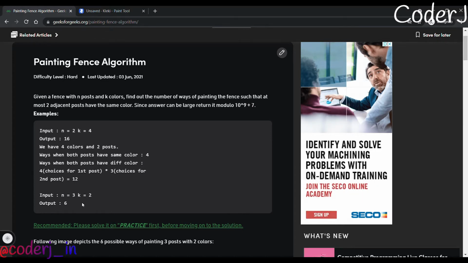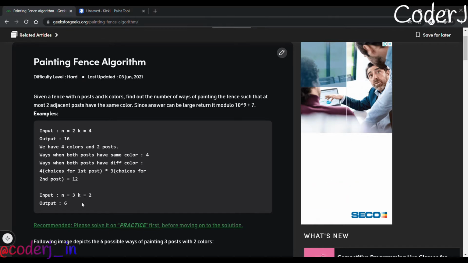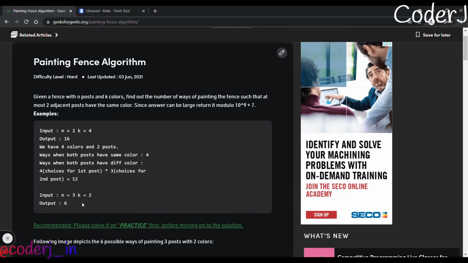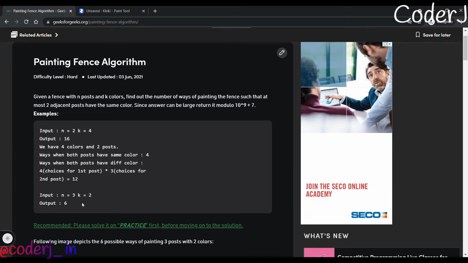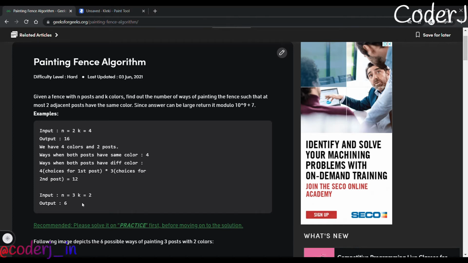Since we only have three posts, there can be only two failure cases. Let me divide them into two cases: failure cases and success cases. Those two failure cases are where all three posts are the same color. Let's say if we have two colors A and B, all three posts are in color A or color B. Only those can be the two failure cases. Basically, how many total cases can we have? Since we have three posts and two colors, we can in total have eight cases. If I simply subtract the failure cases, that is two, we get six as an answer.